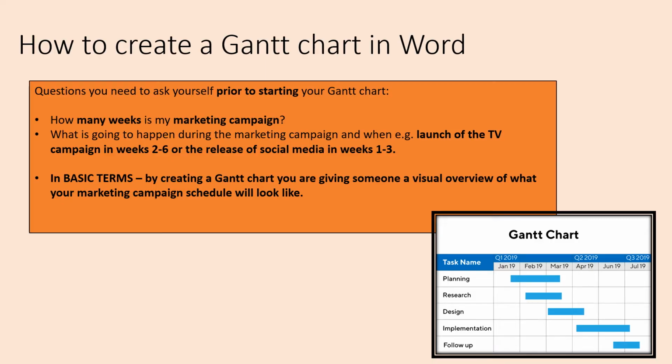Also, you need to know and have an awareness of what's actually going to happen during your marketing campaign and when. For example, the launch of a TV campaign in weeks 2 to 6, or the release of the social media in weeks 1 to 3 will all be highlighted on your Gantt chart. In basic terms, by creating a Gantt chart, you're giving somebody a visual overview of what your marketing campaign schedule will look like.